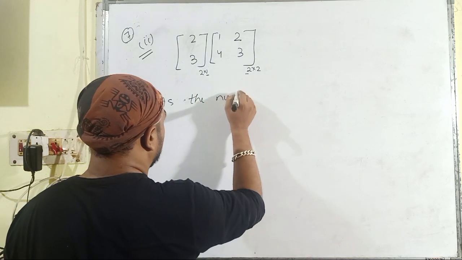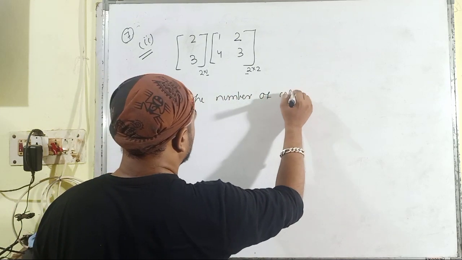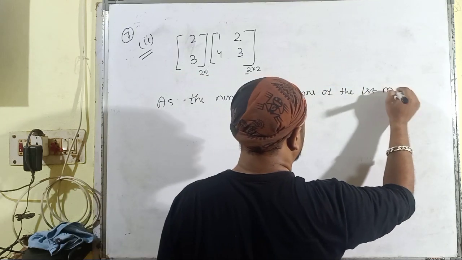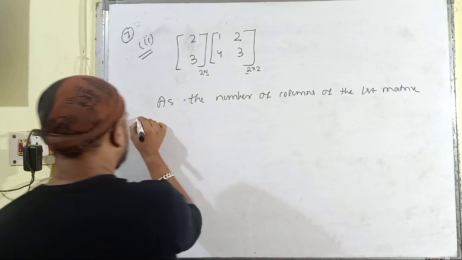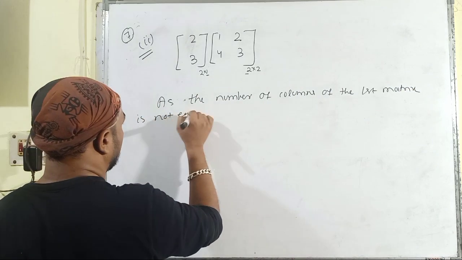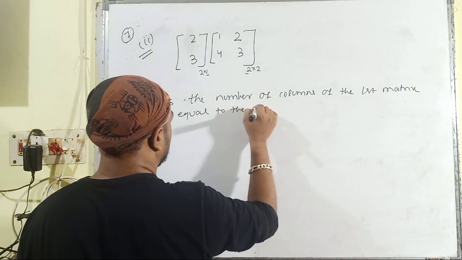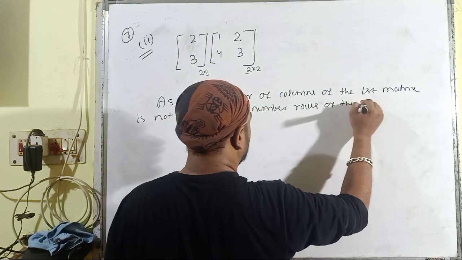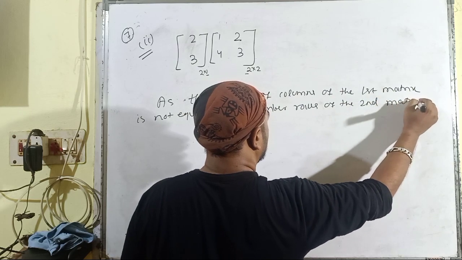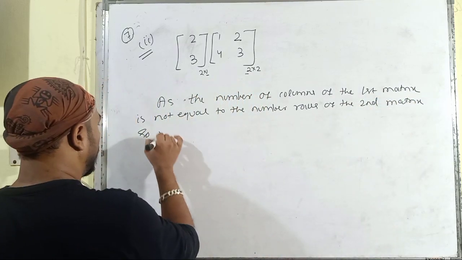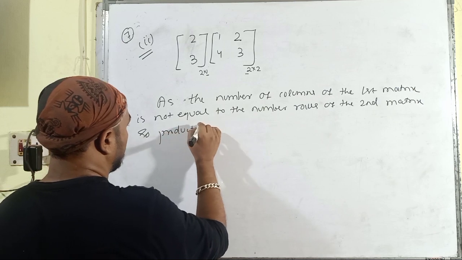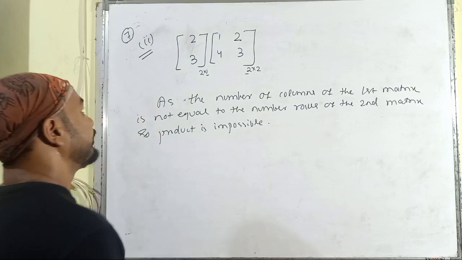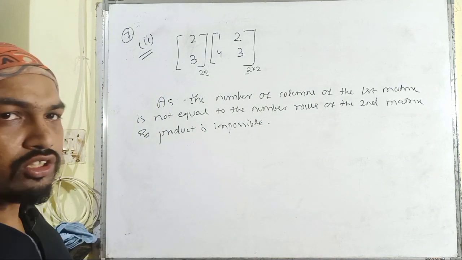as the number of columns of the first matrix is not equal to the number of rows of the second matrix. So the product is impossible. So here the product is not defined.